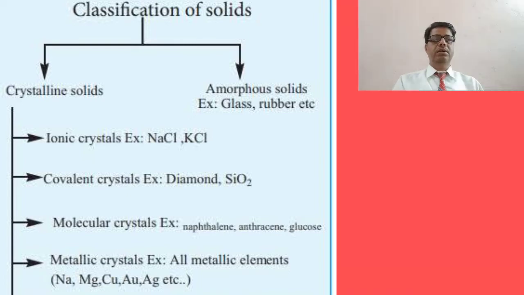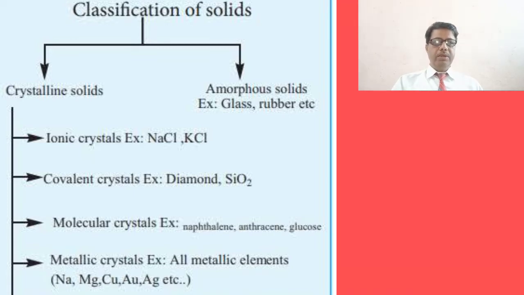They have fixed shapes, depending on how the constituent particles, which may be atoms, ions, or molecules, are held together to form a particular structure with a definite shape. These crystalline solids are classified into four main groups. First, ionic crystals; second, covalent network crystals; third, molecular crystals or solids; and fourth, metallic solids or crystals.